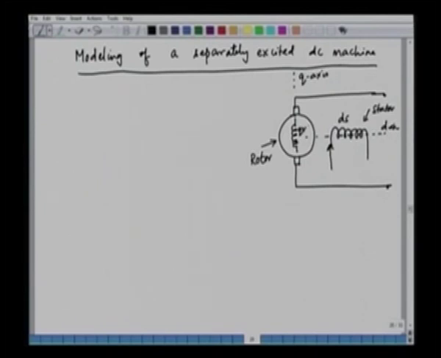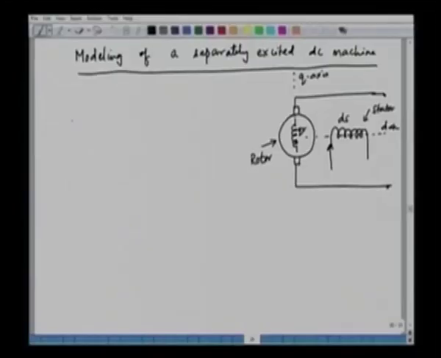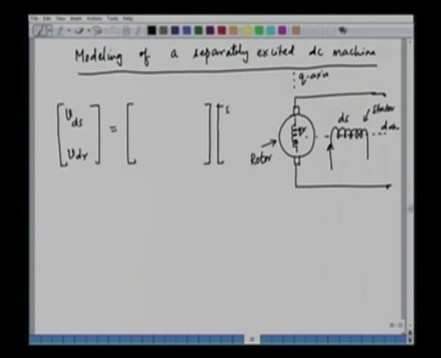So we can write down the equation here. We have just two windings, so we don't have to write a 4×4 matrix equation. We just have to write a 2×2 matrix equation because we have only two windings in this case. Other windings are non-existent. So we can write down the equation like this: VDS and VDR. This is the rotor and this is the stator. That's equal to the impedance matrix, and the currents are IDS and IDR.